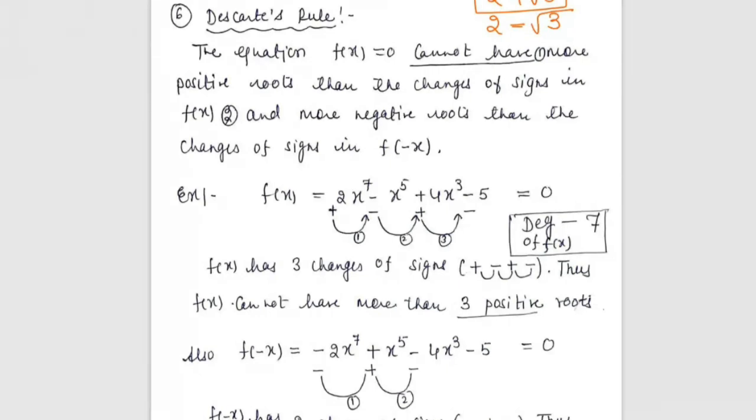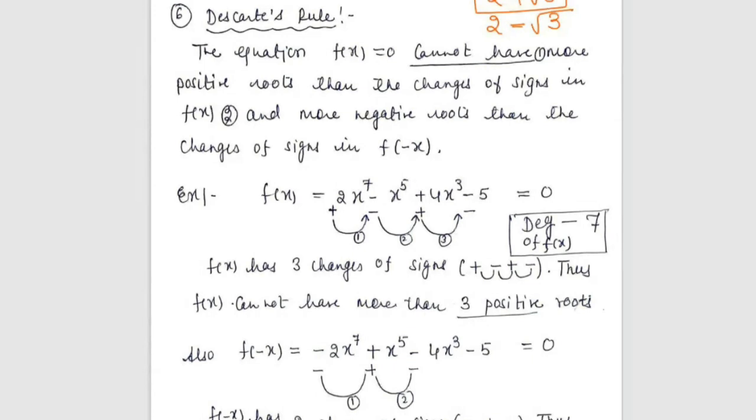Because in a competitive examination, they will give options like 5 positive roots, 2 negative roots, or 7 positive roots, 1 negative root. In this way they give the options, and in the last they give none. So you can use Descartes rule and find out how many positive and negative roots are in the equation. Let's see with an example.